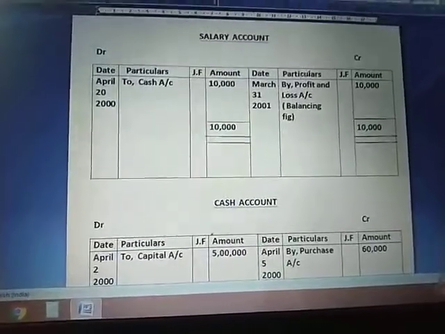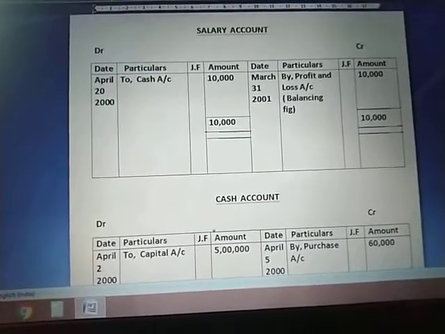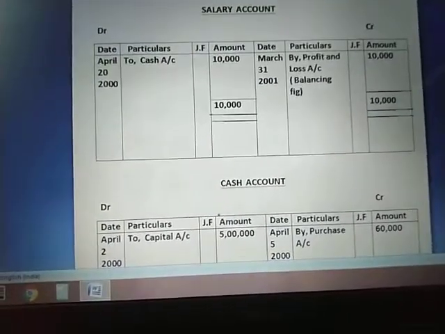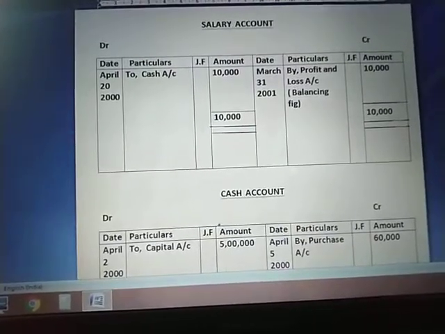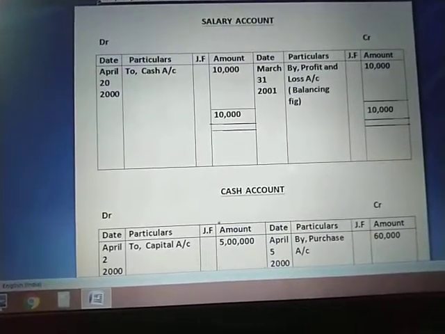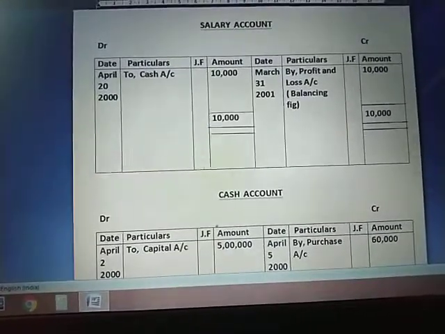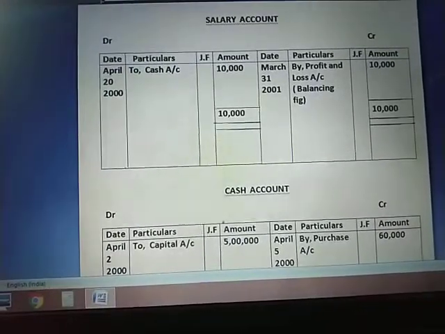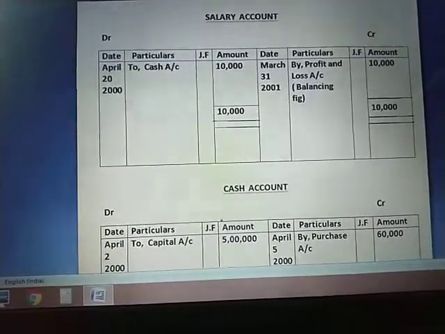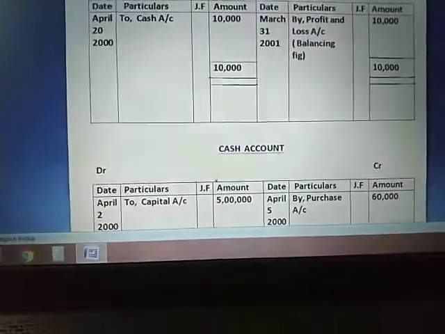Now here we have salary account. Since it is an expense, this will contain a debit balance. So on April 20, 2000, by cash account 10,000, and since it is a nominal account, it will be closed by the PL account. And the date is March 31st, 2001, 10,000. Now we will be moving on to cash account.